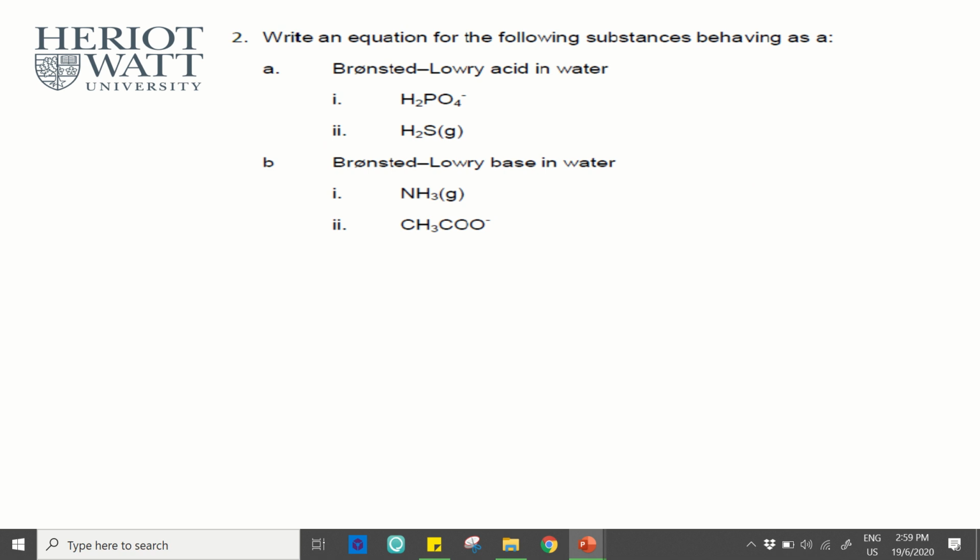Very simple. Question number 2 is about Bronsted-Lowry acid and base, right? So write the equation to show that they behave as a Bronsted-Lowry acid. What is a Bronsted-Lowry acid again, guys? It's a proton donor. So it must show that the compound given here is able to donate a proton in water. So this one I can put in so that you can see which one is donating a proton, which one is accepting a proton, right? So H2PO4 minus plus H2O, you want it to be an acid here. So what to do? It donates a proton.